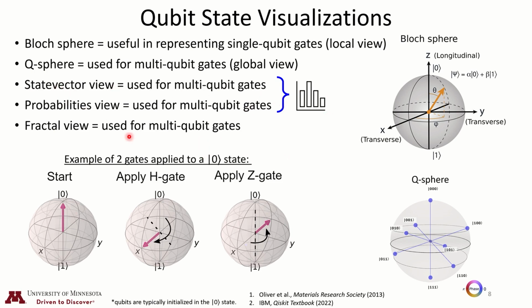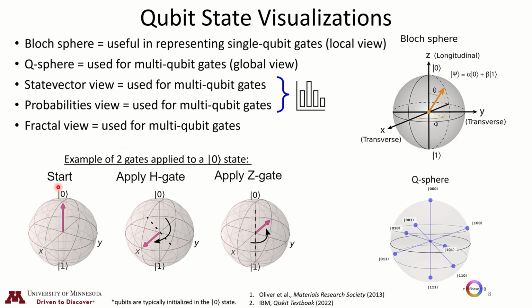The other experimental way is to use a fractal representation. It's a bit more artistic, but one of my friends from IBM, Victor, has some tutorials and guides to show you how to do a fractal view representation of qubit states. That can be done in Jupyter Notebook or some other program where you can host Python.